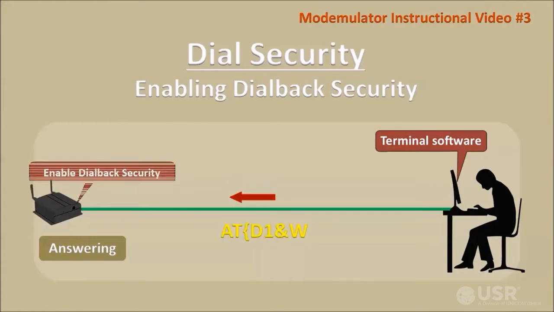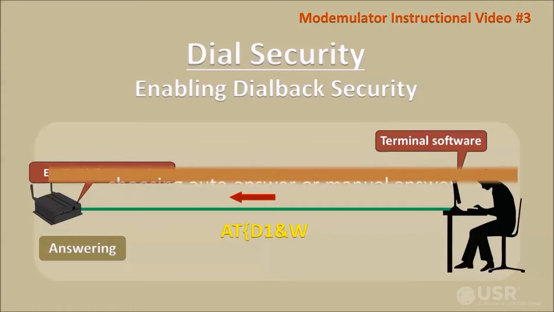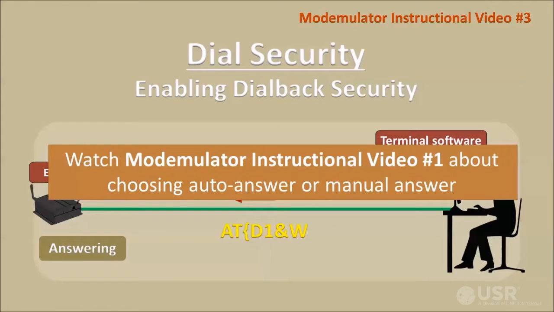Then use the brace D1 command to enable Dialback security in the answering modemulator, followed by an &W command to make the current settings non-volatile. Now choose whether the answering modemulator will answer manually or use auto answer. Watch Modemulator Instructional video number 1 for help choosing auto answer or manual answer.